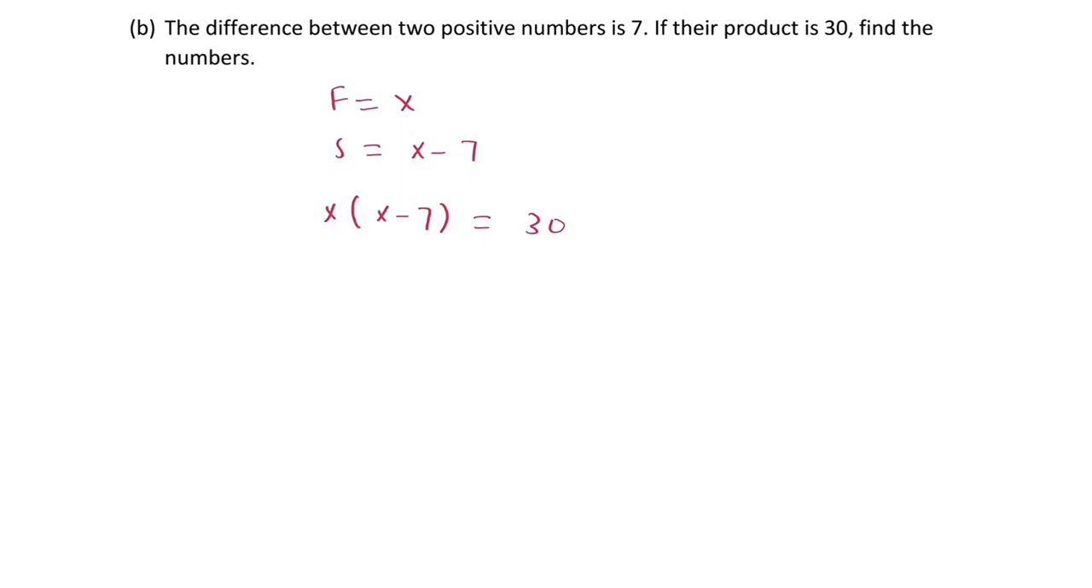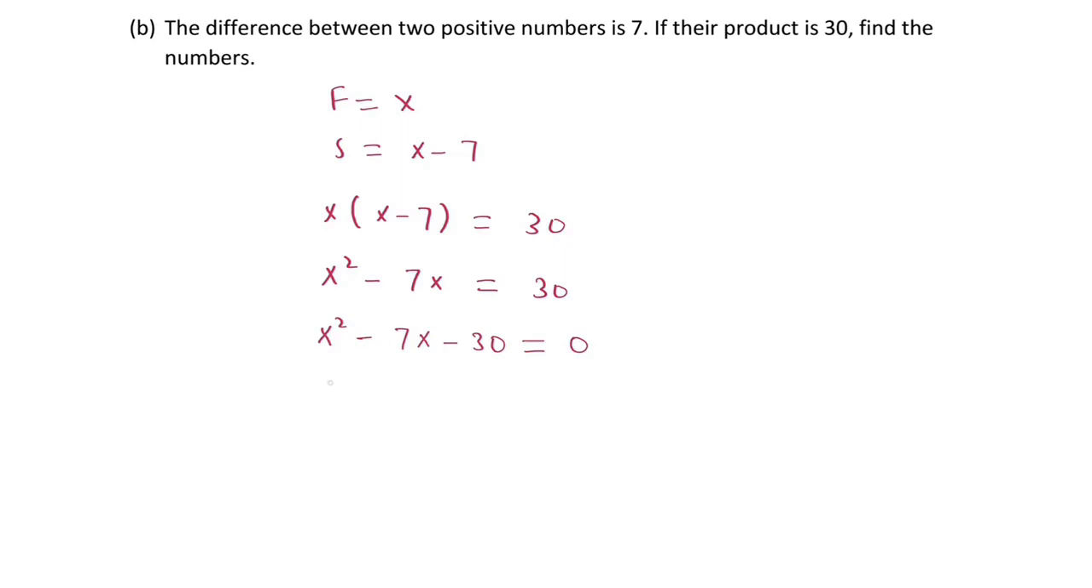Okay, so next we are going to expand this expression. Then our equation is going to be x squared minus 7x equals 30. Okay, so now let us rewrite this equation into a standard quadratic format. Then our equation is going to be x squared minus 7x minus 30 equals 0.